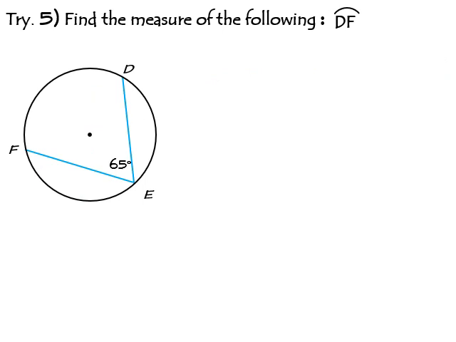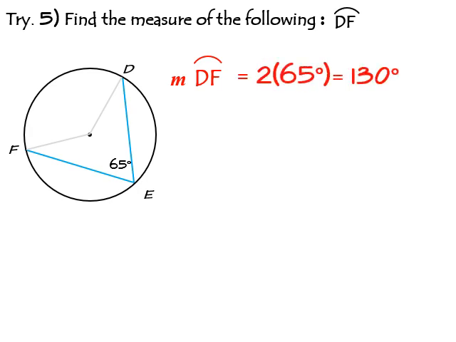With that, let's try number 5. Number 5 says find the measure of arc DF. And again, same thing. What do you think is going to happen? That's right. Arc DF is double the value of the inscribed angle. So arc DF is equal to 2 times 65, which is 130 degrees.